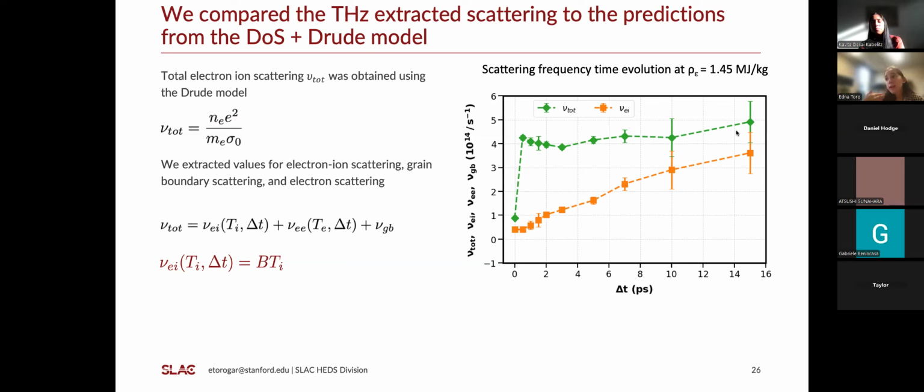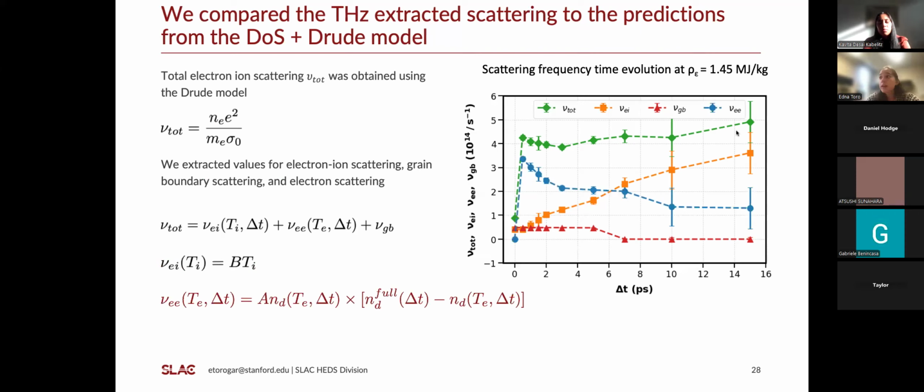Now, once we are able to obtain the electron-ion scattering, we can obtain the grain boundary scattering for the system, because this is mostly the other scattering that is relevant in the ambient film. It will be the difference between the scattering that we have and the scattering that is predicted from the literature. And finally, because the total scattering is a sum of the three types of scattering, we can obtain the electron-electron scattering really simply by subtracting the electron-ion and the grain boundary scattering from the total scattering.